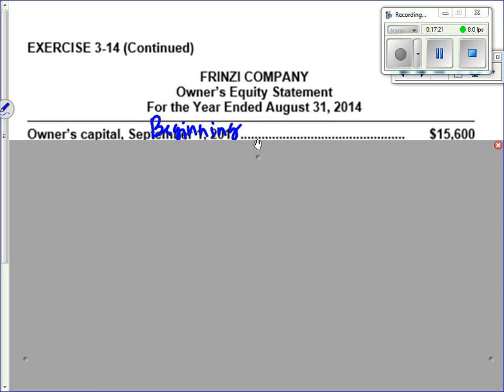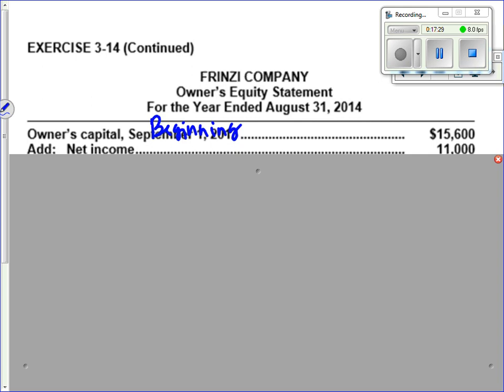What does the owner get to keep from the previous financial statement? Net income. They get their $11,000 share. So we're going to add net income. If you would have put a plus sign there, I'd be okay with that. I would definitely put a plus sign out here.